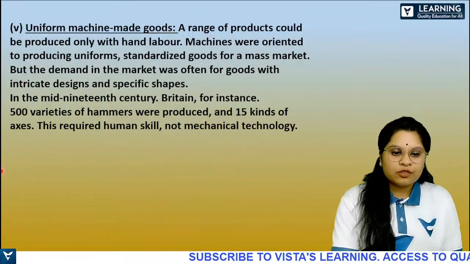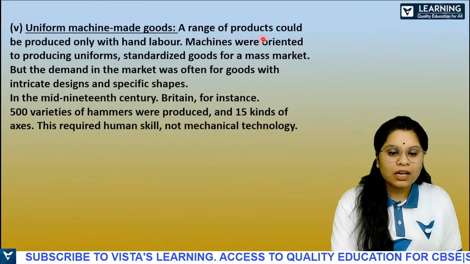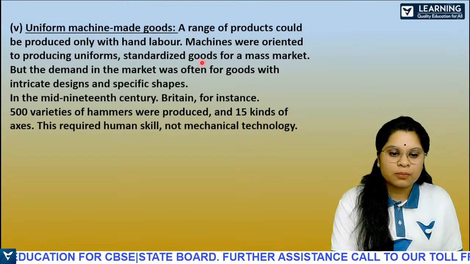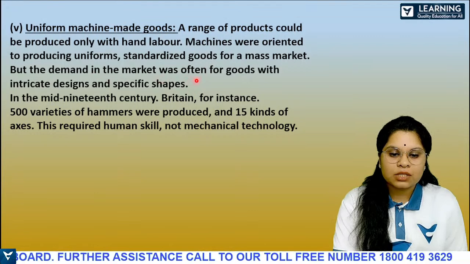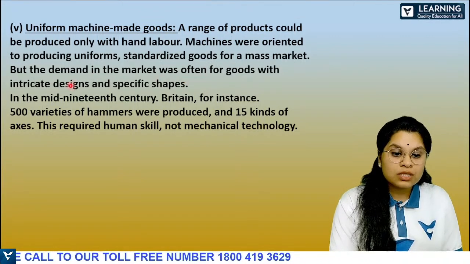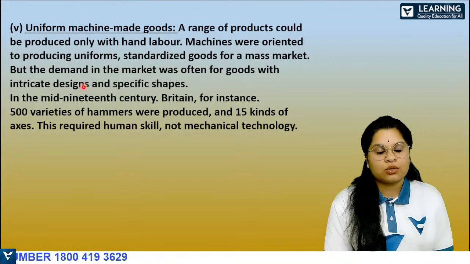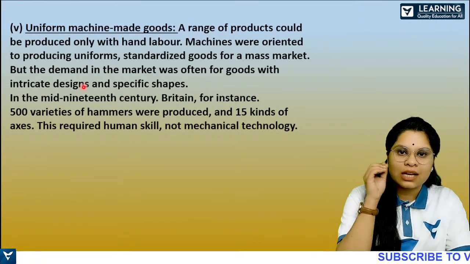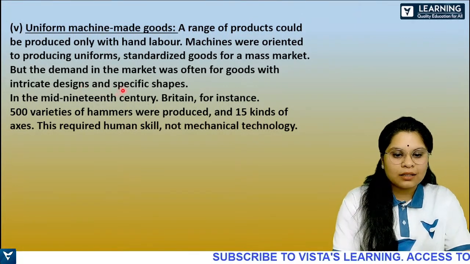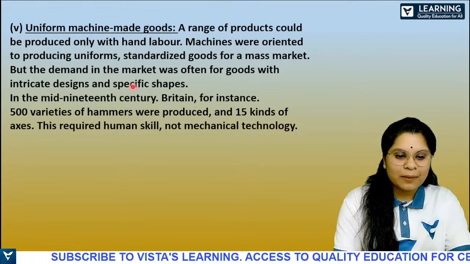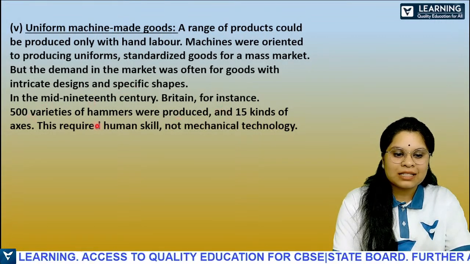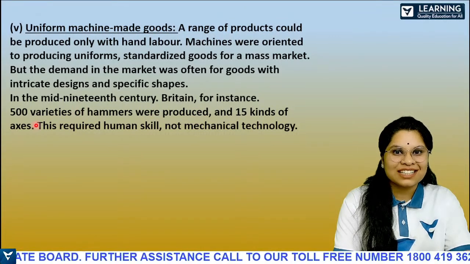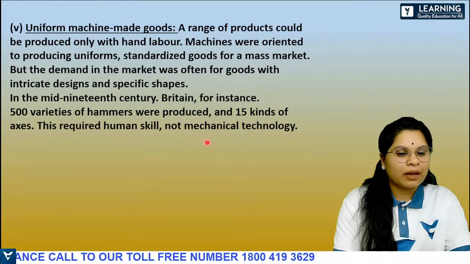Understand? The fifth one is uniform machine-made goods. A range of products could be produced only with hand labor. Machines were oriented to producing uniform, standardized goods for the mass market, but the demand in the market was for goods with intricate designs and specific shapes. Intricate designs are, as I told you, the handmade detailed designs. They had very good demand. In the mid-19th century in Britain, for instance, 500 varieties of hammers were produced and 15 kinds of axes, which was really huge during that time. So this required human skill, not mechanical technology.